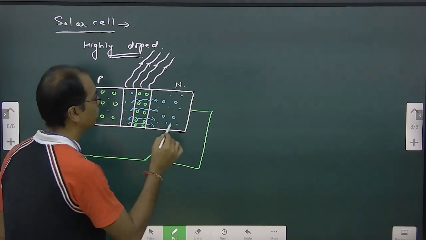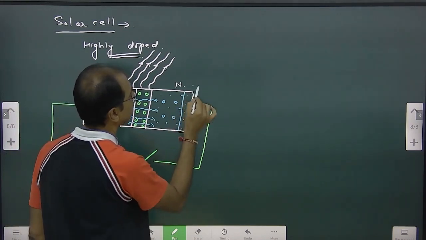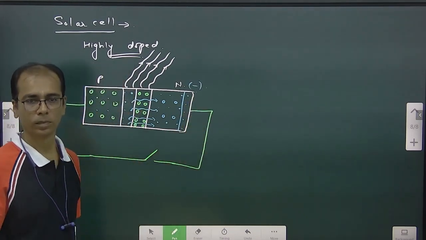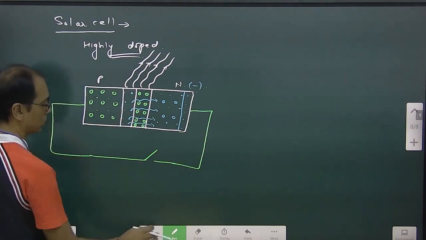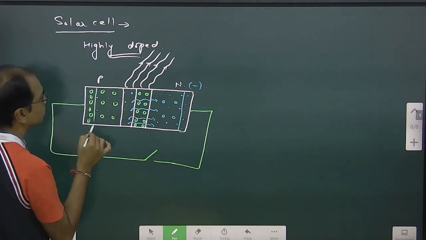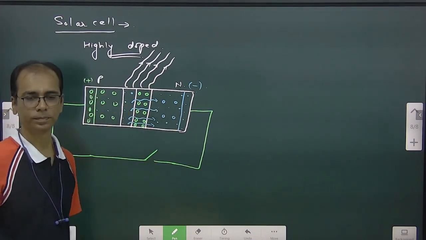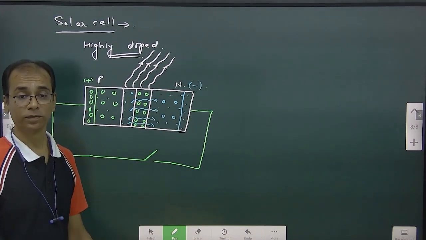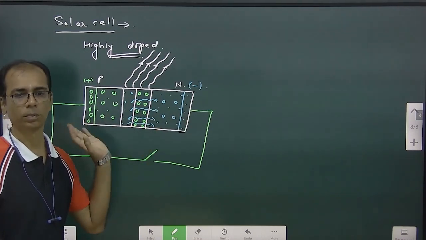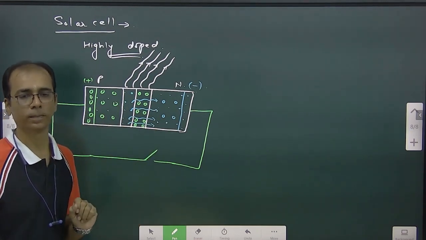So this side over here, electrons. This becomes negative. And this side what? Holes. What will come this side? Holes will come this side. And this becomes positive. Potential difference is created, right? Maybe this is the maximum potential. Whatever is the maximum potential, that is what we have created. It's open circuit. We have not allowed current to pass through.